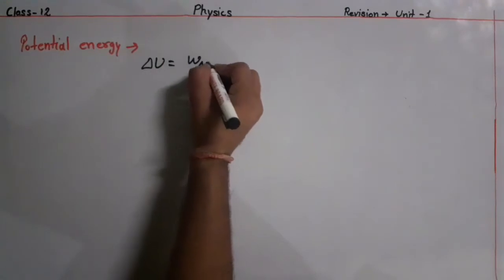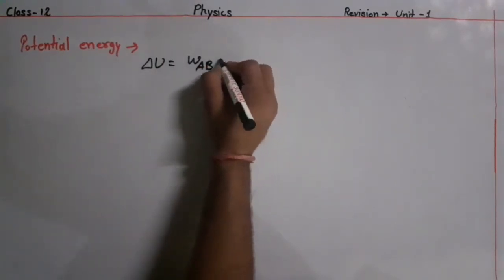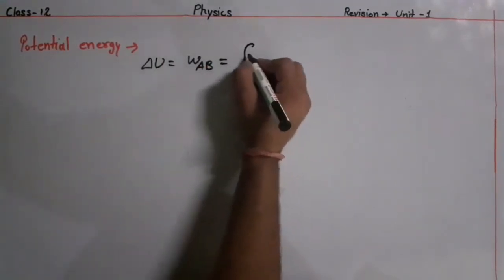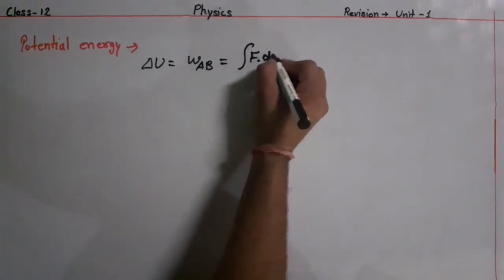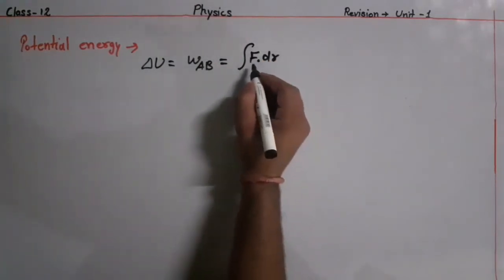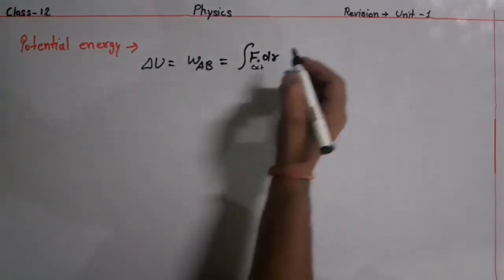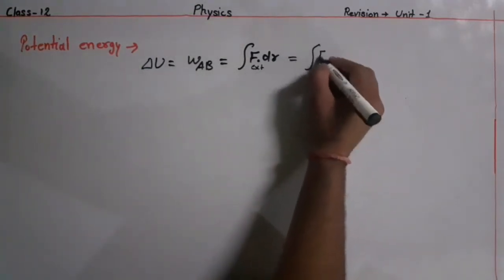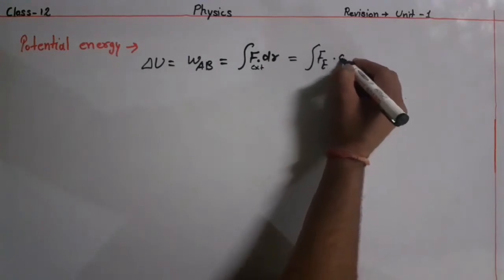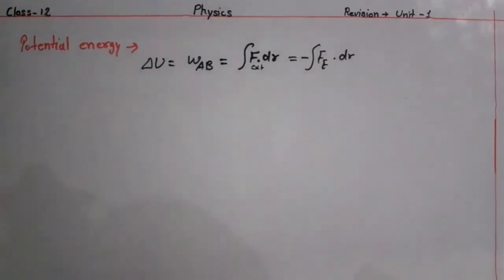work done for that part, or we can rewrite it as work done is equal to force into displacement. Now here is the point: if we take this force as external, then this will become positive, and if we are taking it against the electric field, then a negative sign will be introduced.